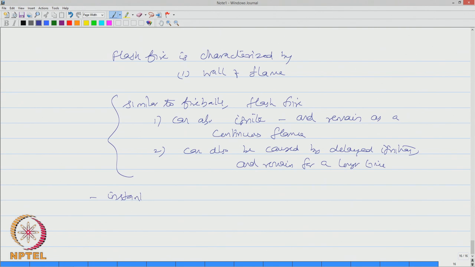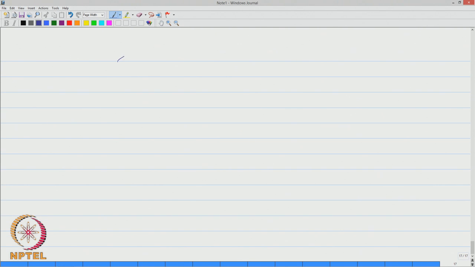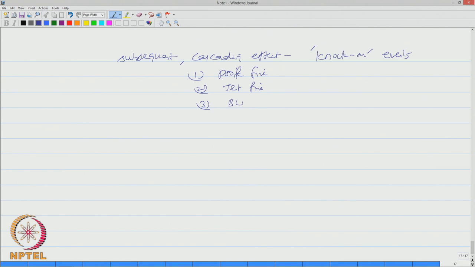The instantaneous effect will cause thermal radiation. However, flash fire generates something called knock-on events. The knock-on events can be the subsequent, cascading effect. They are called knock-on events. These events can be a pool fire, a jet fire and a BLEVE. So, flash fire has cascading effects as well, and the severity caused by flash fire is very high.